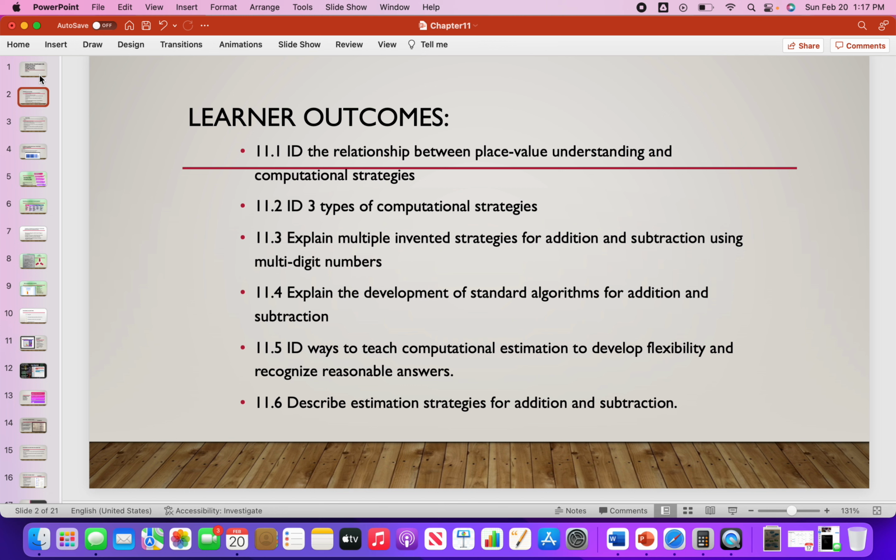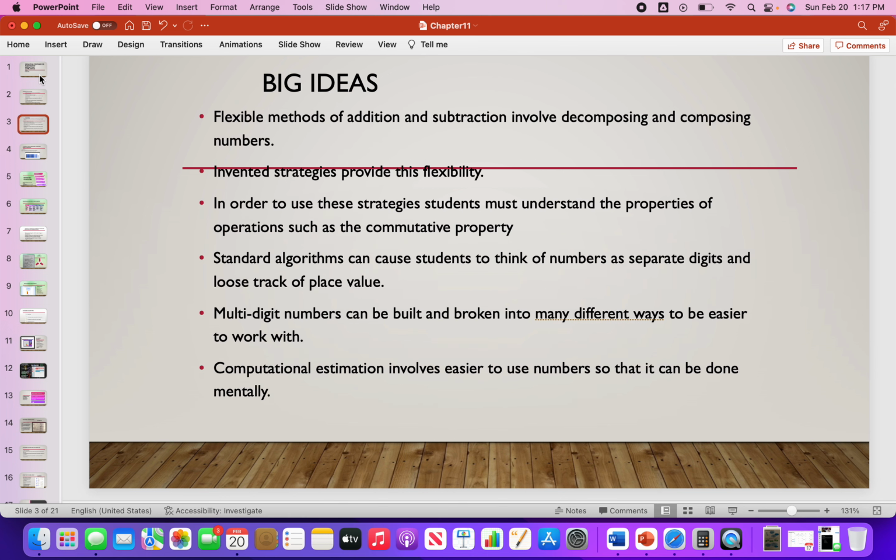11.3, explain multiple invented strategies for addition and subtraction using multi-digit numbers. 11.4, explain the development of standard algorithms for addition and subtraction. 11.5, identify ways to teach computational estimation to develop flexibility and recognize reasonable answers. And 11.6, describe estimation strategies for addition and subtraction.